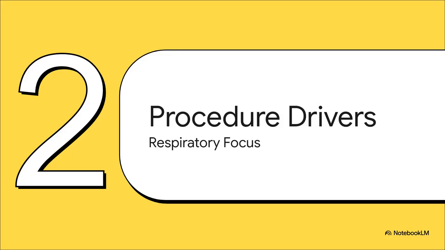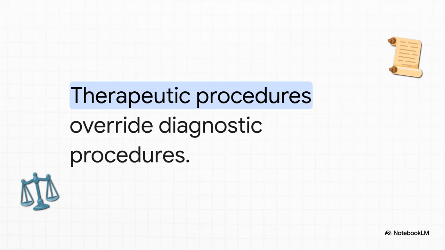Moving right along to Section 2, respiratory procedure drivers. Let's see how this actually plays out in the real world. We absolutely have to follow the principal procedure rule. This rule dictates that therapeutic procedures, think major open thoracotomies, airway stenting, or endobronchial valve placements, always override diagnostic procedures or ancillary tests like a basic chest X-ray.